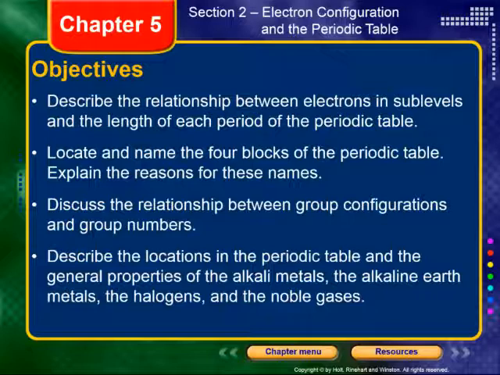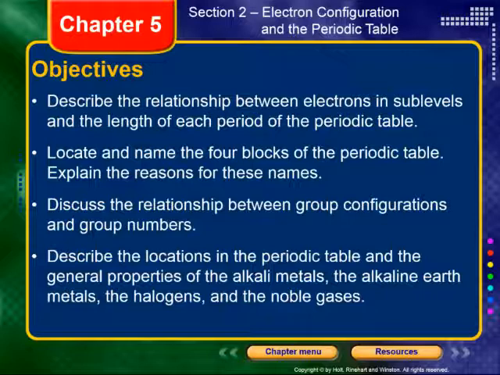So in this lecture, I want you to be able to describe the relationship between electrons and sublevels and the length of each period of the periodic table. Remember, period is a horizontal row. Locate and name the 4 blocks of the periodic table and explain the reasons for these names. Discuss the relationship between group configurations. Remember, group is a vertical column, and group numbers.